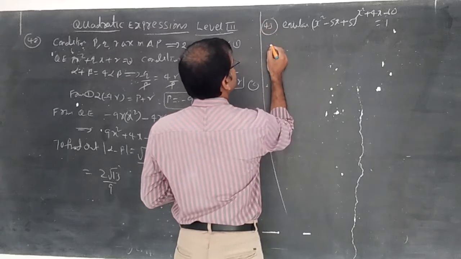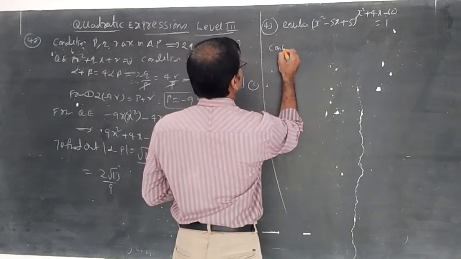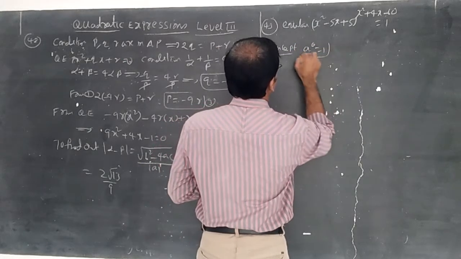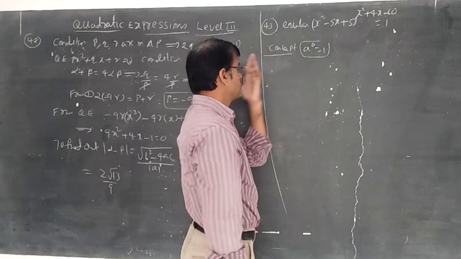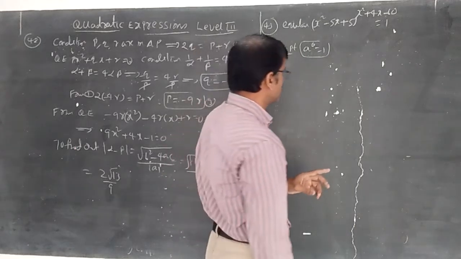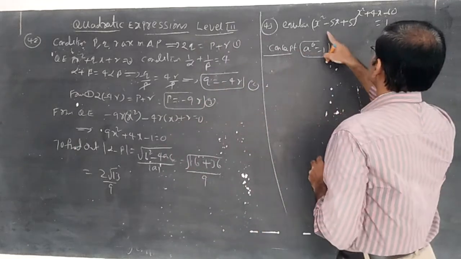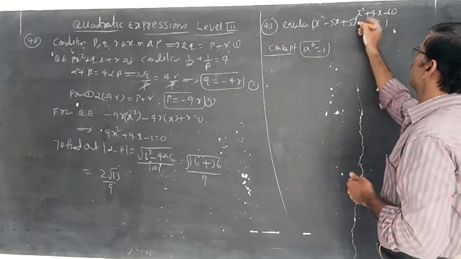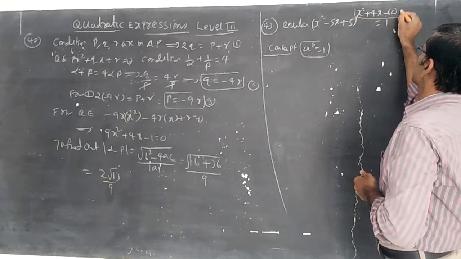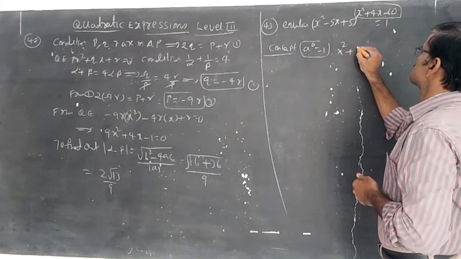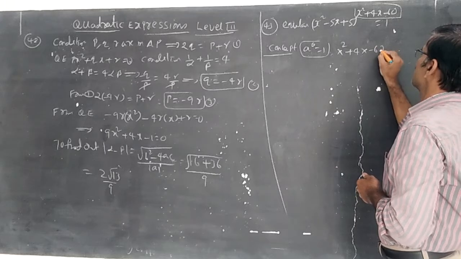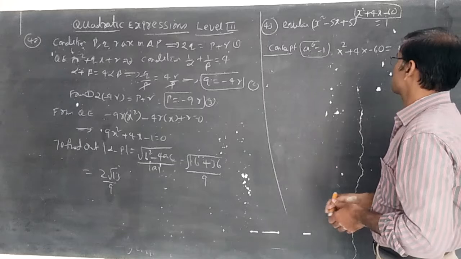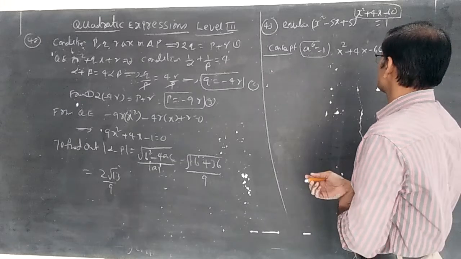Now, the concept I am writing: a power 0 is equal to 1. So this should be defined. 0 power 0 you should not write. The base may be 1 also, 1 power 0, 2 power 0, like that. First of all, equate the index as 0. So x square plus 4x minus 60 equal to 0. Also minus 1 whole square, like that, so 1 whole square is also 1.